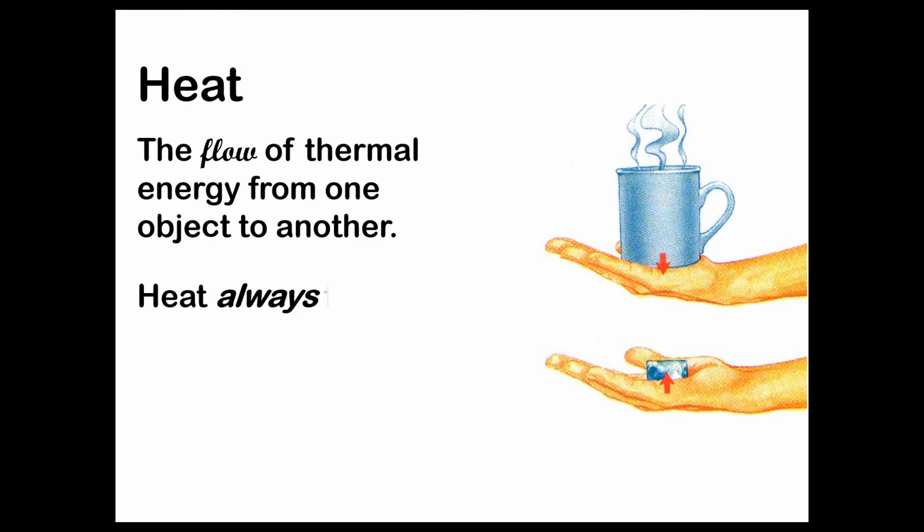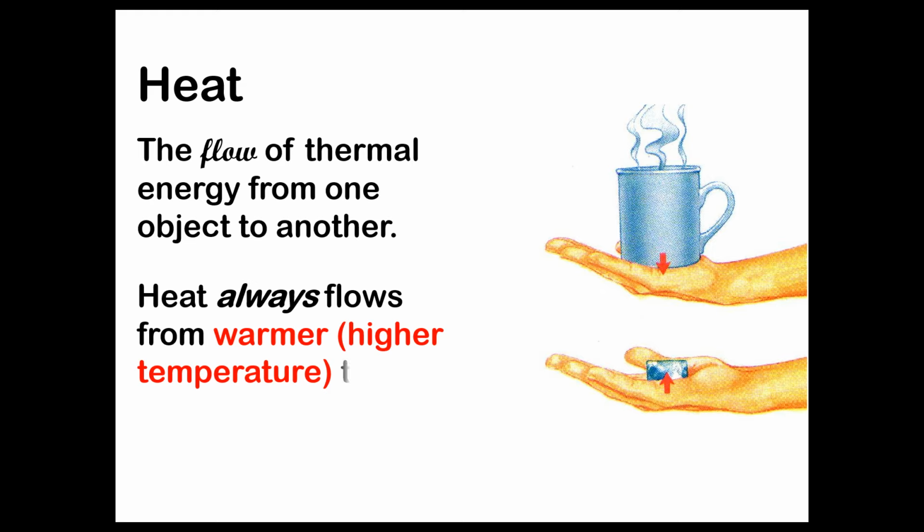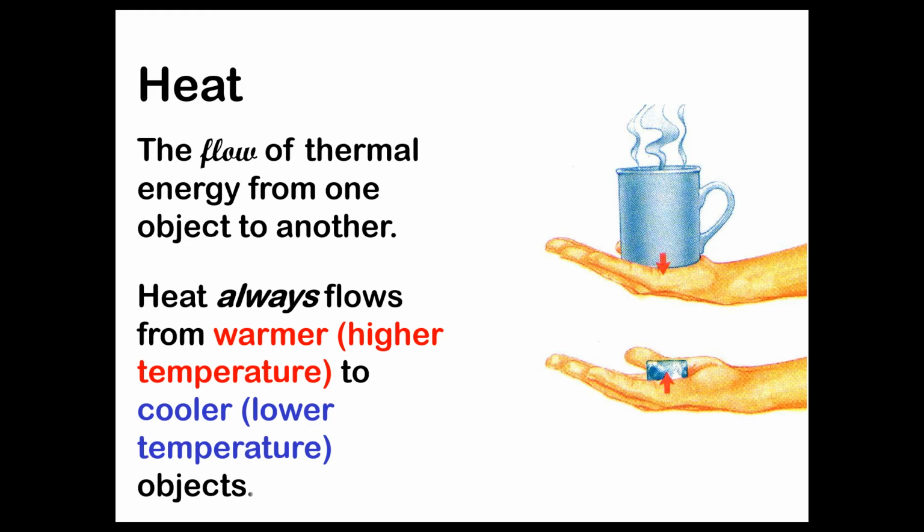So this is what you need to write in your notes. The flow of thermal energy can move from one object to another in a predictable way. And here is the predictable way. Heat always flows from the warmer or the higher temperature object to the lower temperature object.